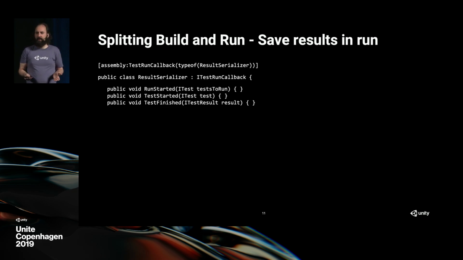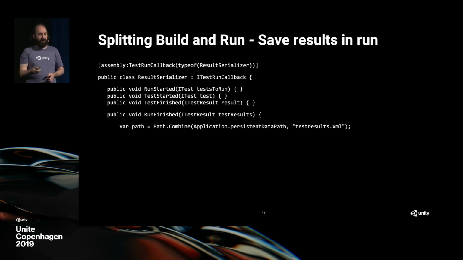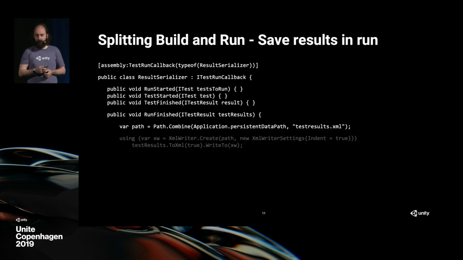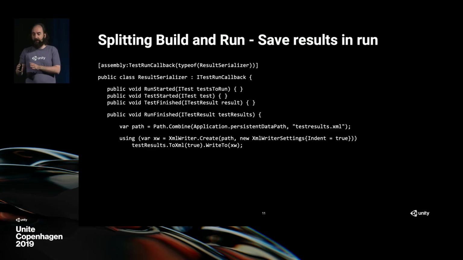We're just interested in doing something at the end of the entire run where we're going to be given a result tree that captures everything that was done. So run finished is where we put interesting things. We construct a path where we're going to save the results to. In this case, we're going to save it in the persistent data path, and we're going to call it testresults.xml. Then we use an XML writer and NUnit's built-in XML conversion functions to save the entire result tree to that XML file with just a couple of lines of code.